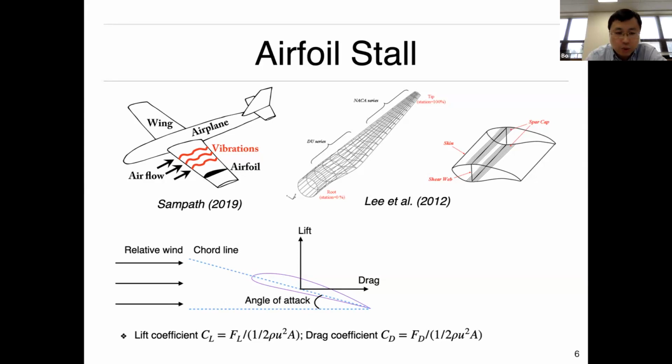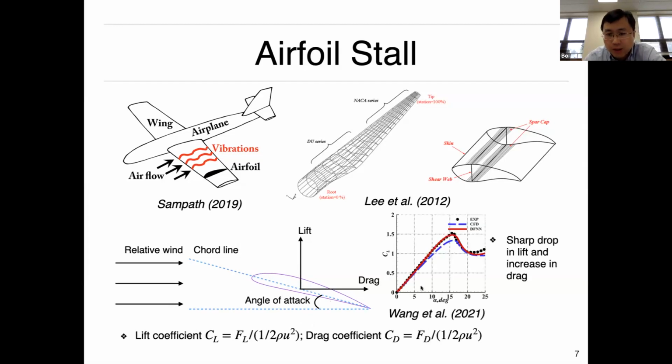There are also two important parameters, namely the lift and drag coefficients, which are defined as the lift and drag over 1/2 rho u squared times the cross-sectional area of the airfoil, with rho and u the free stream density and velocity respectively. With the increase in the angle of attack, the lift increases. And when it is close to the peak value, airfoil stall happens, which induces a sharp increase in the drag and decrease in the lift. It has an important impact on the aerodynamic performance and the flight maneuverability.